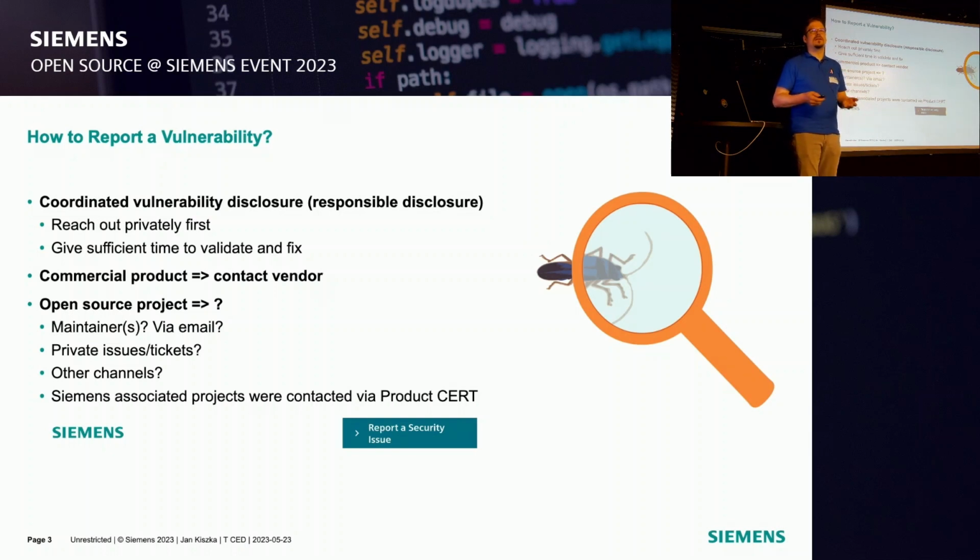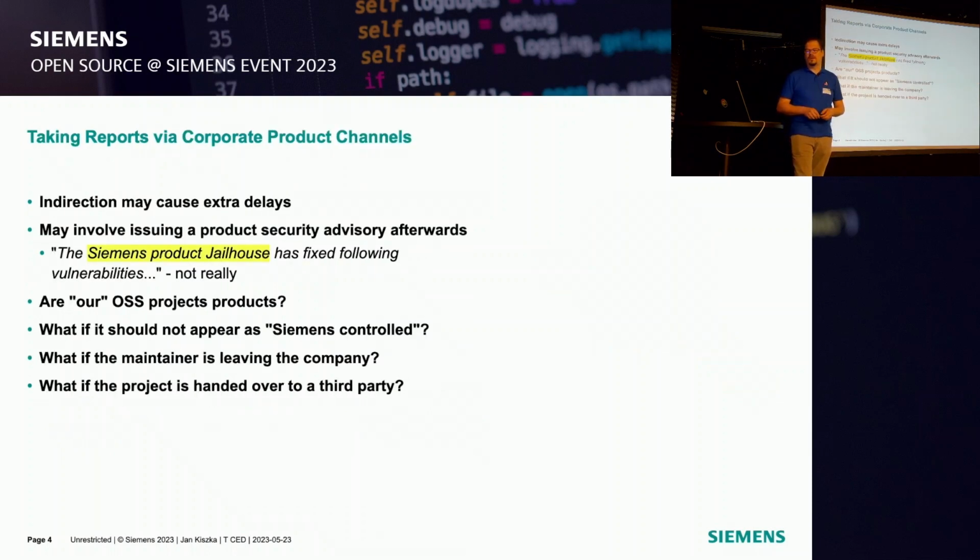What does it mean that an open source project is affiliated with a company like us? We are not alone with that, but still, how should we deal with that? So is it a good idea, and when is it a good idea, to take a report via official corporate product channels? Well, there are pros and cons. The pro, obviously, is if it's an open source project which is really tied to a product line of a company, like an open source SDK to your product, that probably is a good association.